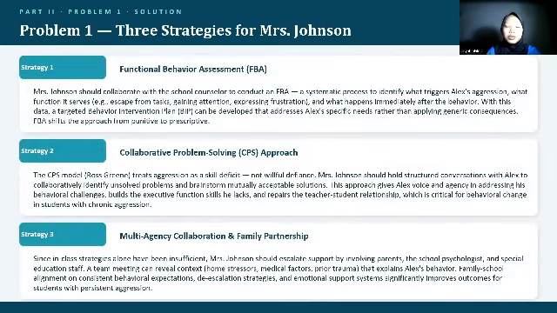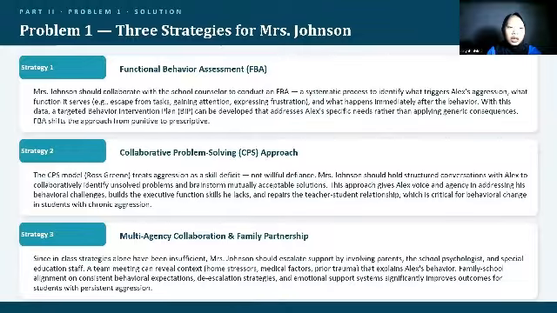Three strategies for Mr. Johnson. Strategy 1, Functional Behavior Assessment, FBA. Mr. Johnson should collaborate with the school counselor to conduct an FBA, a systematic process to identify what triggers Alex's aggression, what function it serves, for example escape from tasks, gaining attention, or expressing frustration, and what happens immediately after the behavior.